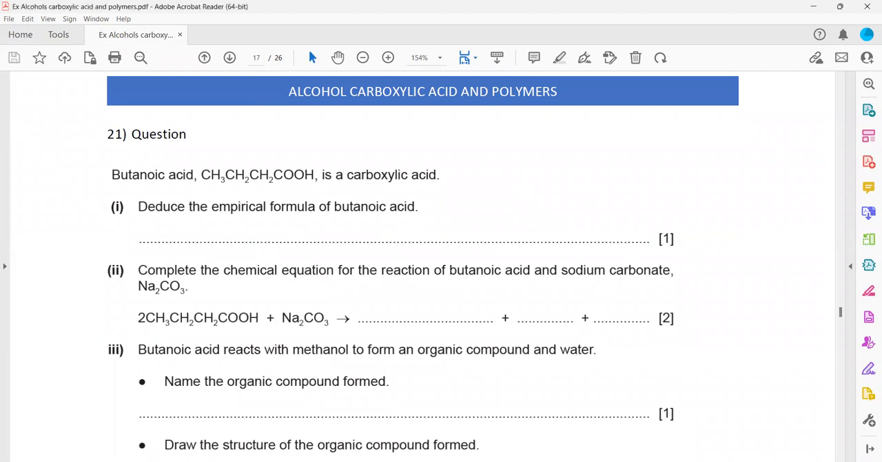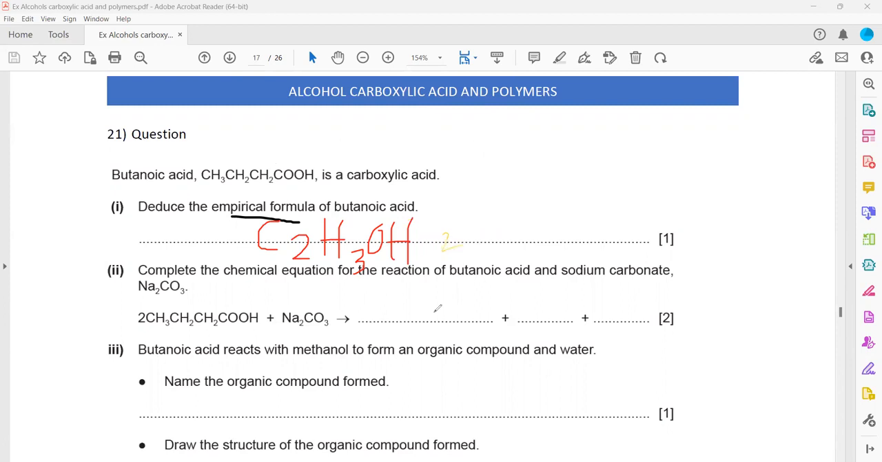The first one: butanoic acid is a carboxylic acid. What is the empirical formula of butanoic acid? Empirical formula represents the simplest ratio. So when we write it, we count all the atoms of the elements and take the simplest ratio. Yeah, that's right. Don't represent it in this manner, Muhammad Ashraf. I got C2H4O. Yeah, C2H4O.